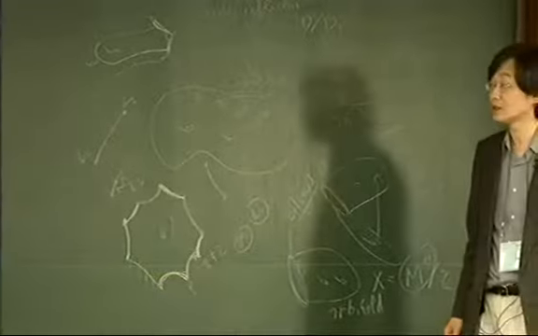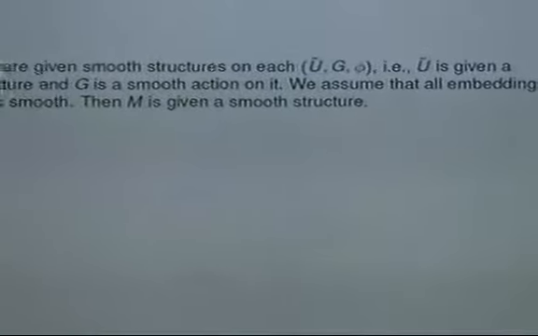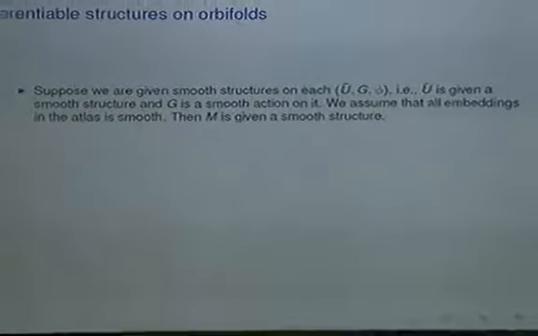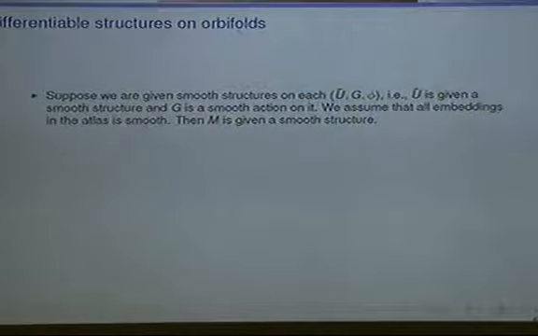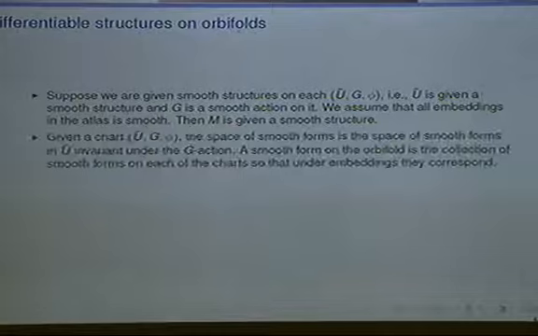So like surfaces, you can always give a differentiable structure to the orbifold structure. I mean, basically, I started with everything smooth, so it has a smooth structure already. But to define it formally, I just have to show that this U tilde is a smooth open subset of Rn. So Rn has a smooth structure, and G is smooth. The only thing that I really need is that G is a smooth action, and of course all these embeddings or transition maps are smooth. So then M is given a smooth structure.